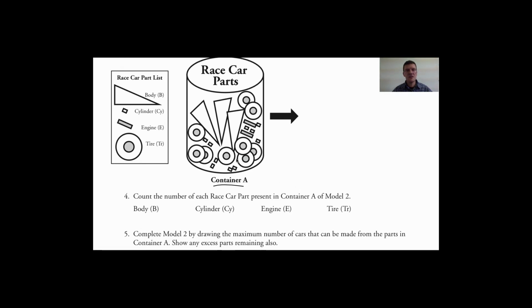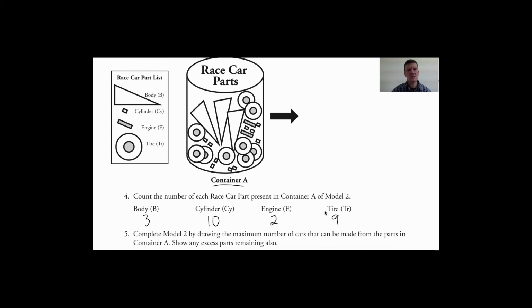Let's see here. I've got 3 bodies. I've got cylinders, those tiny ones here: 1, 2, 3, 4, 5, 6, 7, 8, 9, 10. Engines, there's a longer rectangle, 1, 2, just 2 engines. And tires: 1, 2, 3, 4, 5, 6, 7, 8, 9. 9 tires.